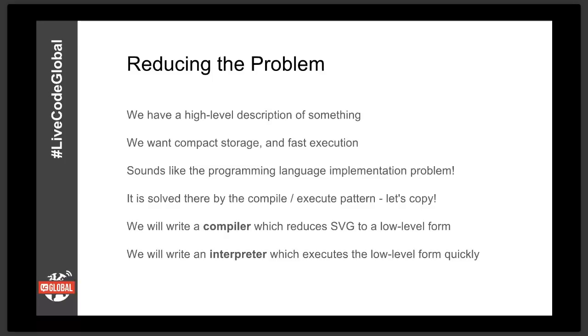What we'll do is we'll write a compiler which takes a high-level SVG document with all its complexity and tries to reduce it down to a simple low-level form. We'll design the low-level form to make sure it can be executed really, really quickly and in very little memory. And we'll then write an interpreter which executes that low-level form quickly.